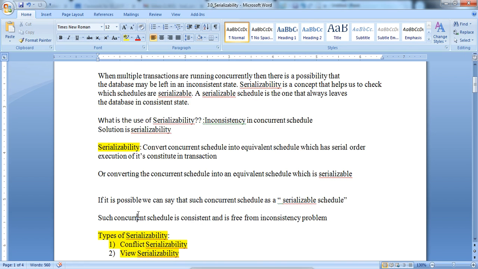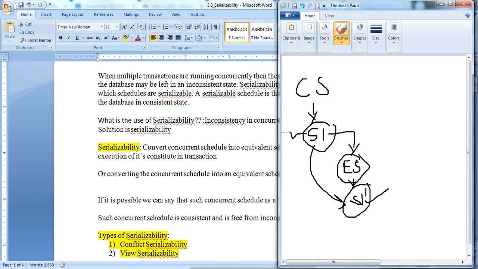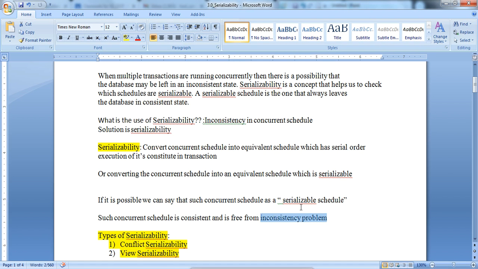Such a concurrent schedule is consistent and free from inconsistency problems. If the given schedule is converted into a serializable schedule that is equivalent to S1, then we can say that it is the serializable schedule for the given concurrent schedule, and it maintains consistency.